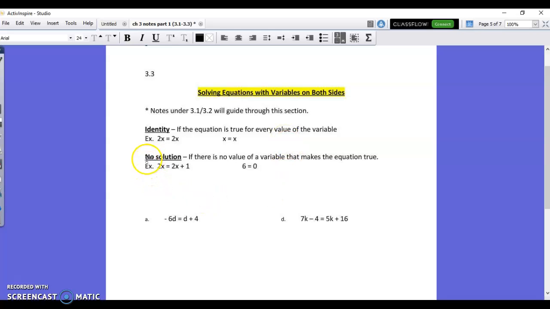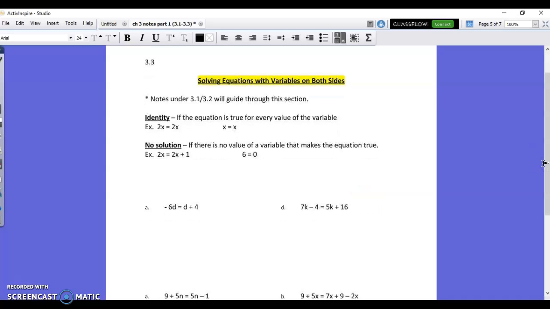A no solution would come if, as you simplify these problems, and there's a couple examples that I show you, it comes out to something like 6 equals 0, where the variable terms end up equaling 0 when you simplify it, and you have a number that doesn't make sense. So there would be no solution that would make that true. And when we get into graphing, you'll see where that comes into play.